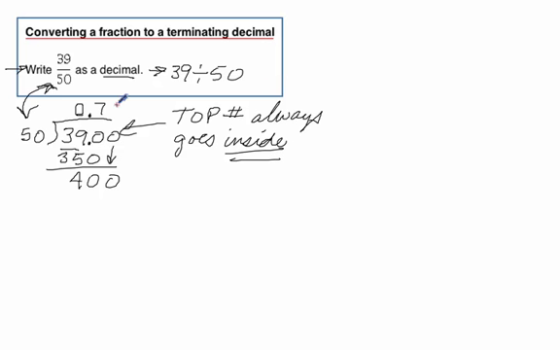50 will go into 400 8 times. 8 times 50 is 400. When we get a 0 here, we're done. So that's our answer. We could enter our answer as 0.78.